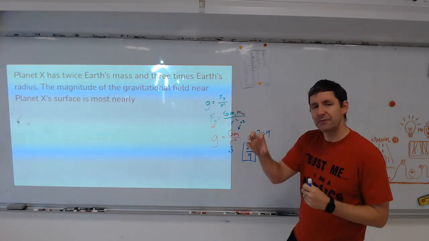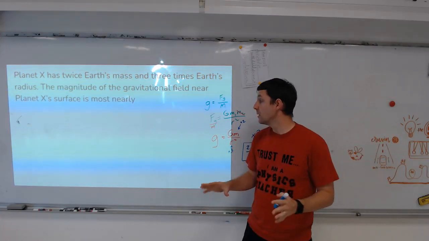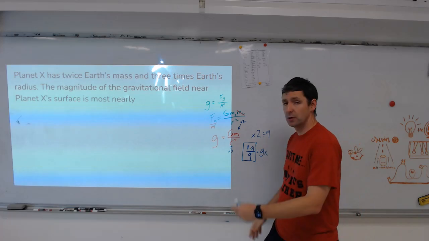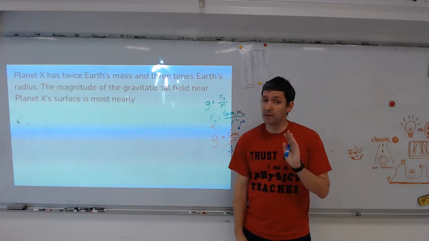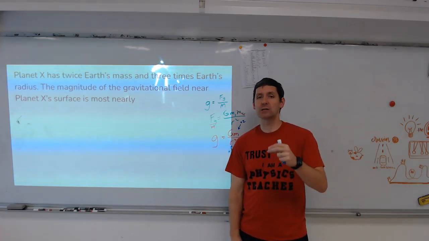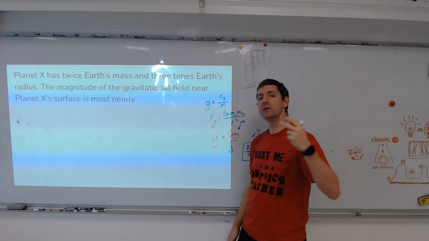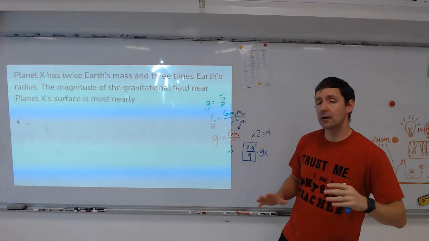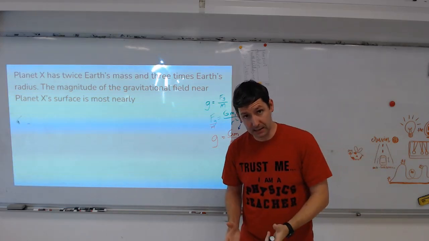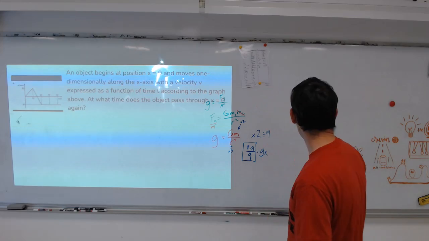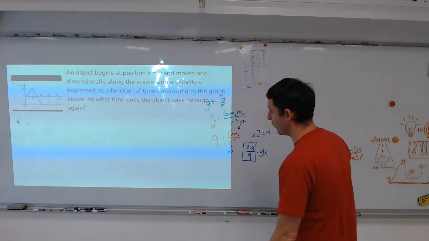Just like that F_G question that we did previously, this then allows us to calculate the field. Remember that field just takes out that second object. The field is the field being created by a single mass. All right? And let's go back and do another one.